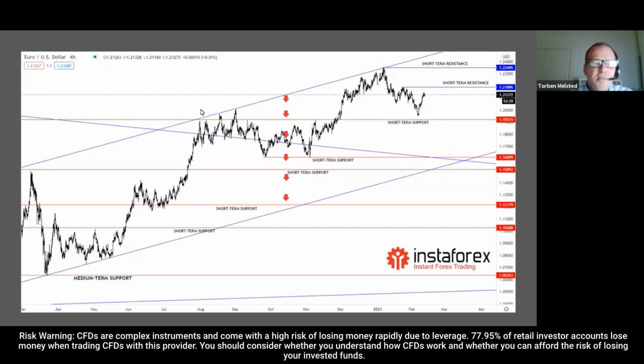Now I've moved in from the weekly to a 4-hourly chart. We're taking the daily too, but it's not necessary. And you can see I've done the same here. We have seen an uptrend, the medium-term uptrend since about March 2020. And we're still in an uptrend from there. This is the short-term trend.